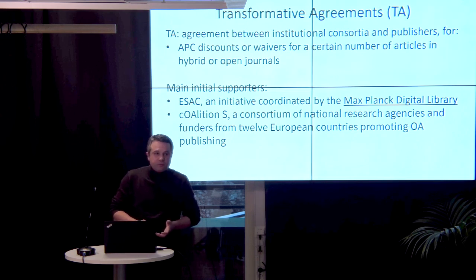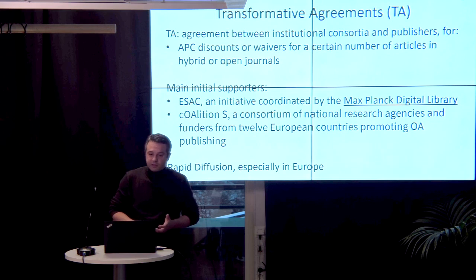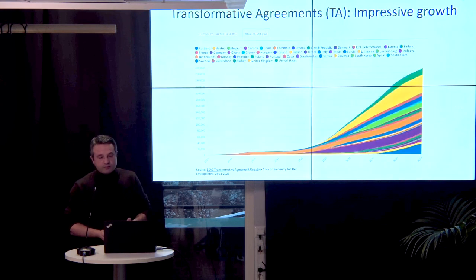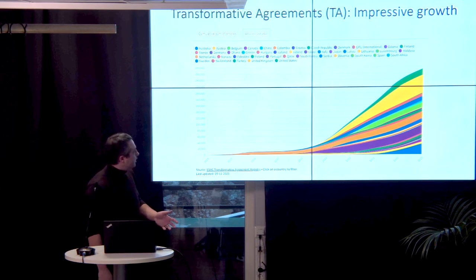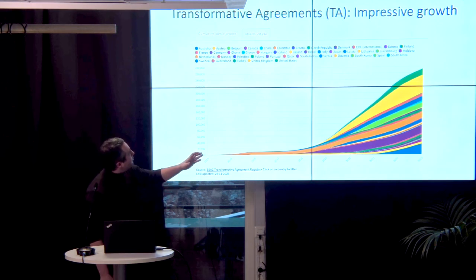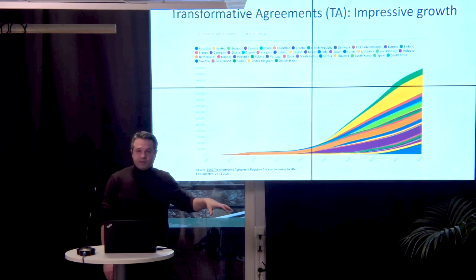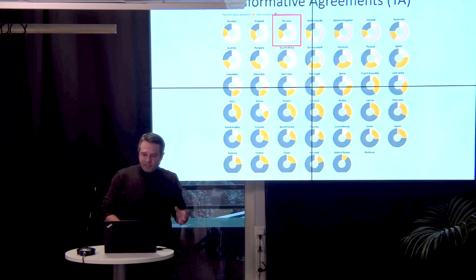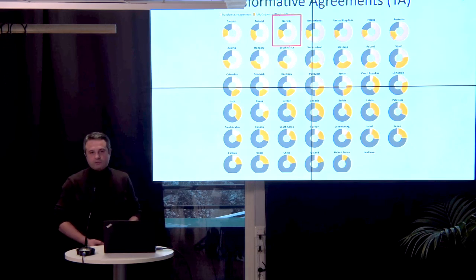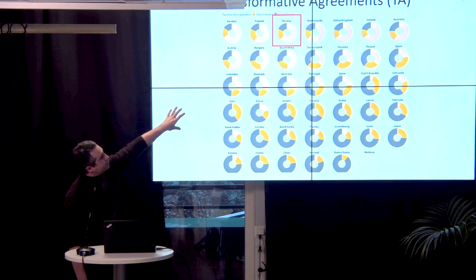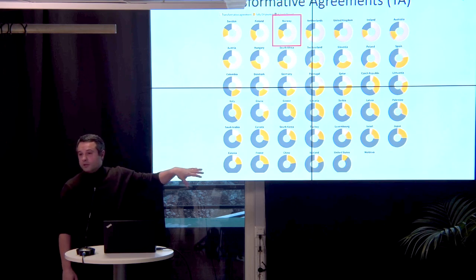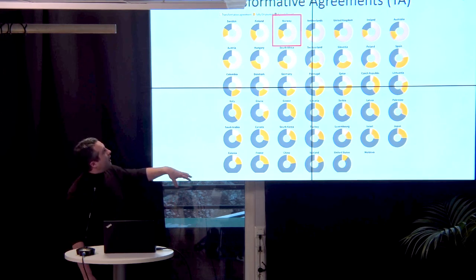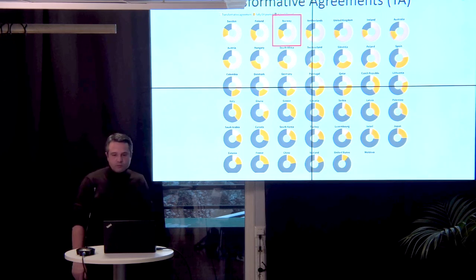Was it successful? Extremely successful, especially in Europe. This is the number of publications. In just a few years, it reached 260,000 publications under a transformative agreement. So it's really 10% of the global production. And it's especially successful in some European countries and Nordic countries. So this is Norway. The majority of articles are already under a transformative agreement. And we have many other European countries, much less in other parts of the globe.